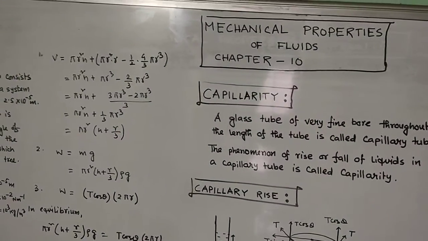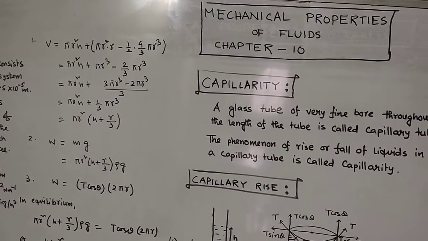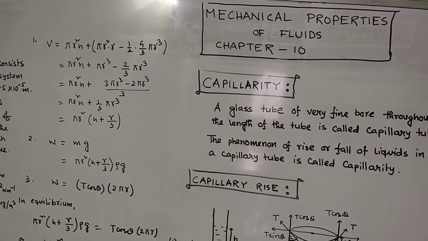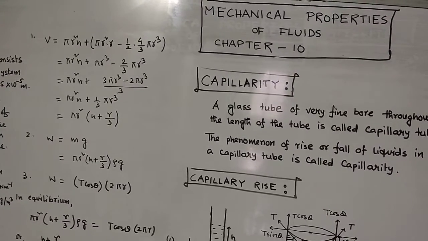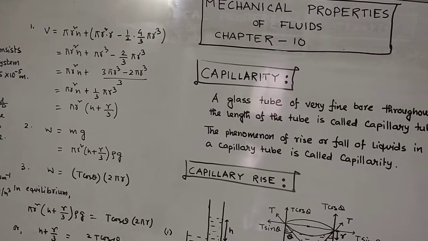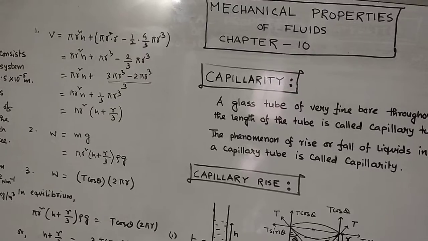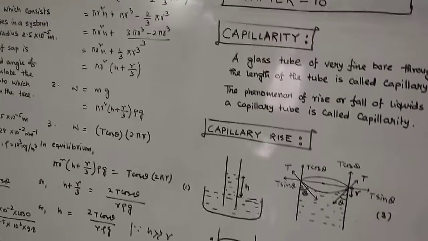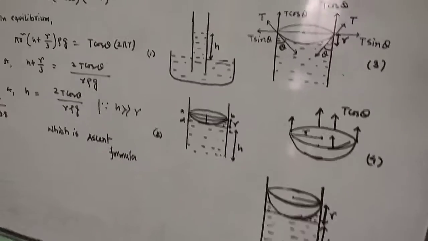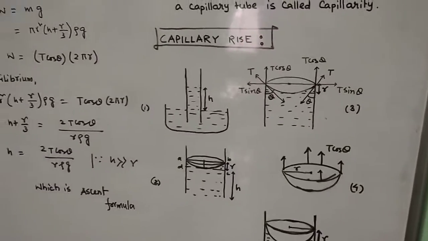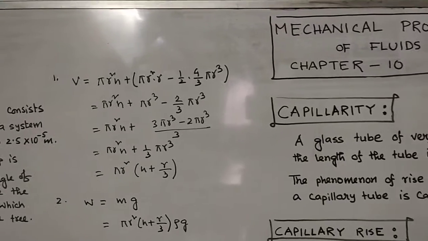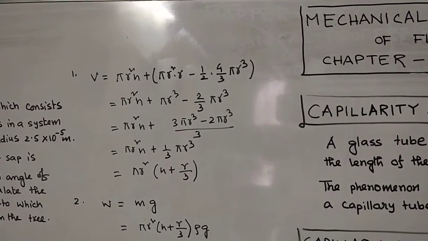So total volume comes out to be pi r square h plus pi r cube minus 2 by 3 pi r cube. If you take the LCM, 3 pi r cube minus 2 pi r cube, it is pi r square h plus 1 by 3 pi r cube. So if you take common, pi r square into h plus r by 3. So this is the volume of the liquid that rises inside the capillary tube, and after that it stops further rising. There will be no further rise in liquid after attaining this volume, and the height is h plus r by 3.